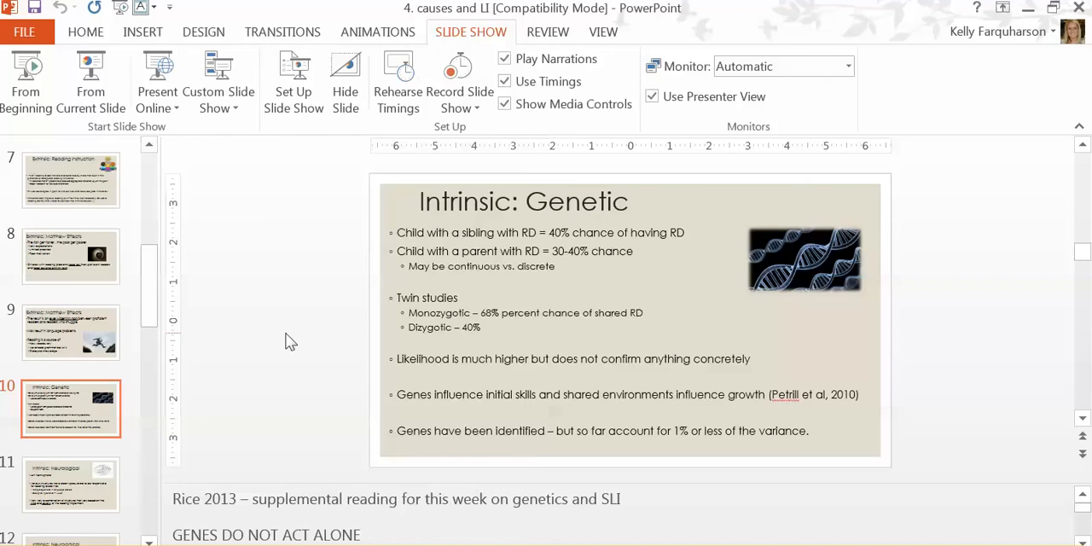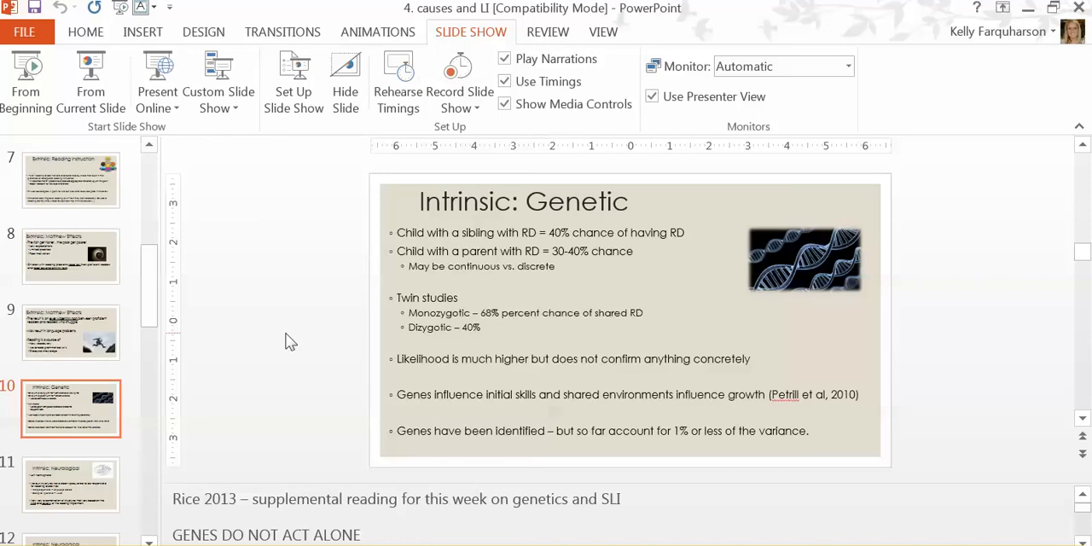So you may think that there should be a higher chance of shared reading disabilities in identical twins in particular, and you're right to think that. But genes don't act alone. This is not just a genetic issue. There are other factors that contribute to whether or not a child who has a genetic predisposition for a reading disability will actually become a child with a reading disability, and it's a lot of the extrinsic factors that we've already reviewed. So the likelihood is much higher, but it doesn't confirm anything concretely. It's still certainly a possibility for that child to become a successful reader.